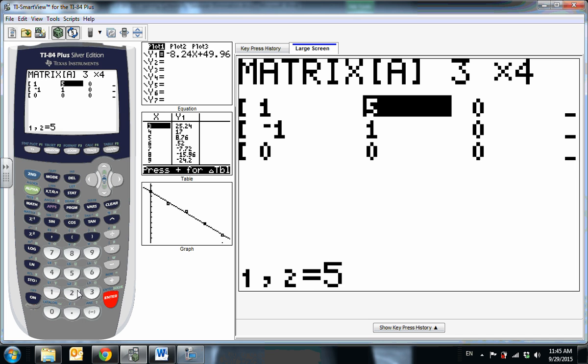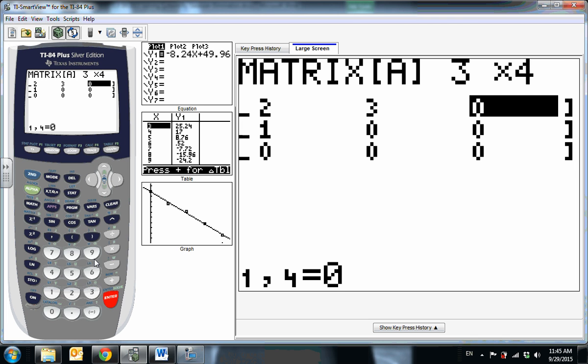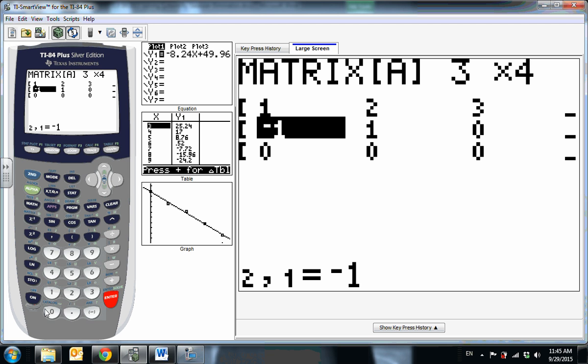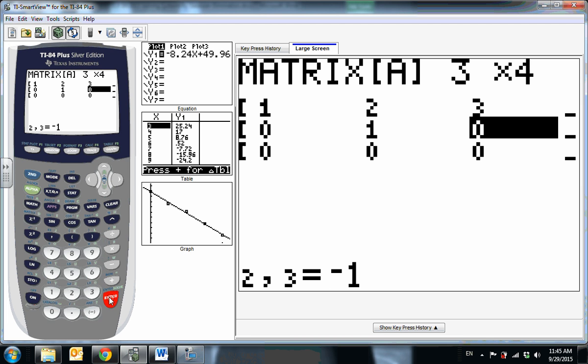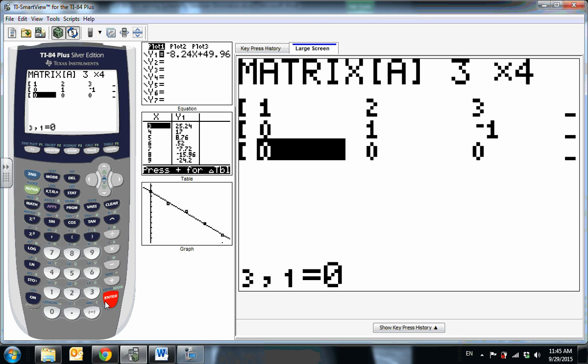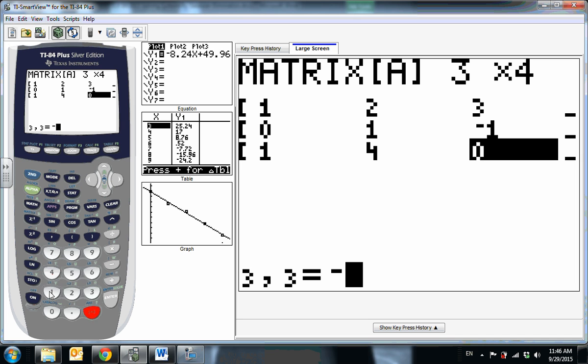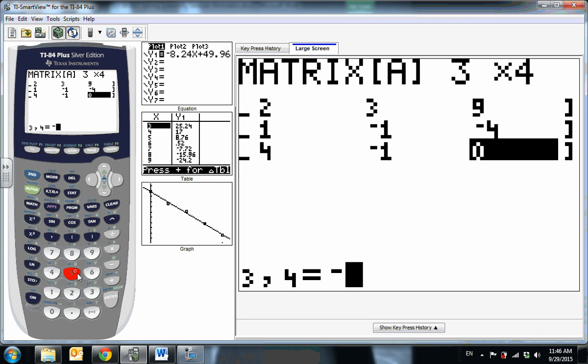3 rows, 4 columns. So you're going to enter in all of your entries from matrix A. So 1, 2, 3, 9, 0, 1, -1, -4, and 1, 4, -1, -5. All right. Once you have your matrix entered, quit and go back to your home screen by doing second mode. That's how you quit.